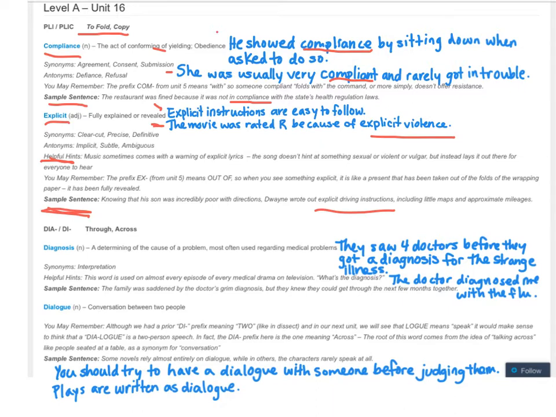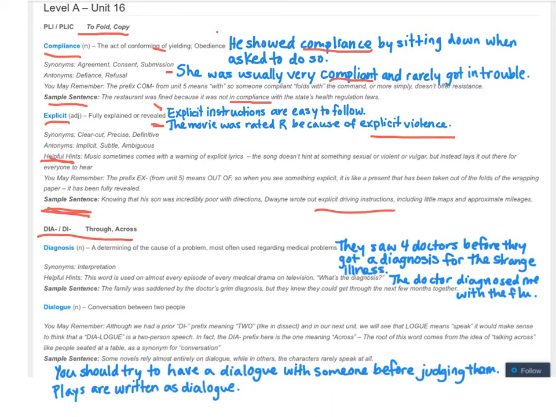Your second root is dia or dia, which means through or across. And your first word is diagnosis, a determining of the cause of a problem, most often used regarding medical problems. I gave you two examples. They saw 4 doctors before they got a diagnosis for the strange illness. So the first 3 doctors couldn't say what was wrong, and then finally the 4th doctor was able to give a diagnosis or say what was wrong.